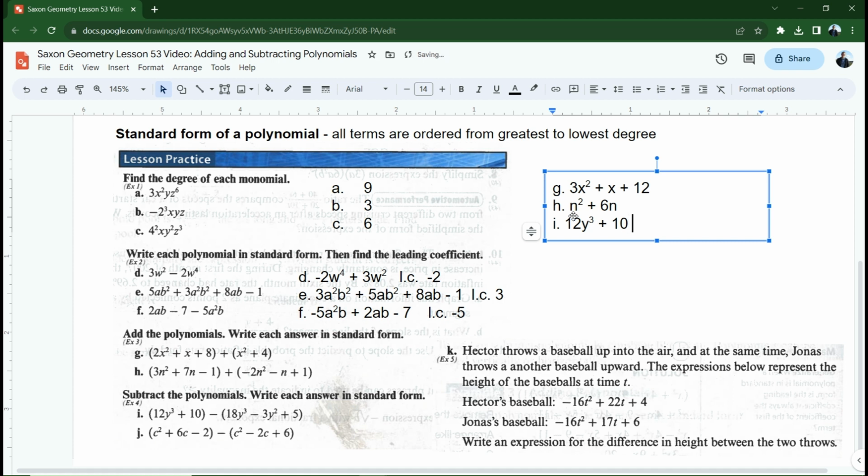Now I'm subtracting the entire second polynomial. What does this minus sign out front do? This minus sign is going to affect 18y cubed. It's going to affect negative 3y squared, and it's going to affect plus 5. This negative basically distributes to all three terms. It's going to change the sign of everything in parentheses after it.